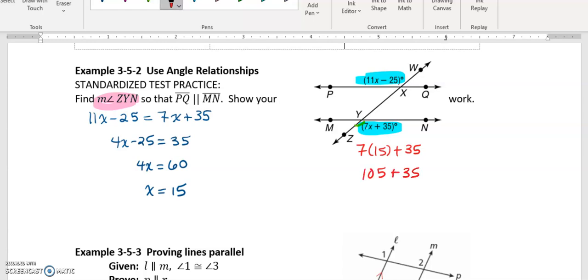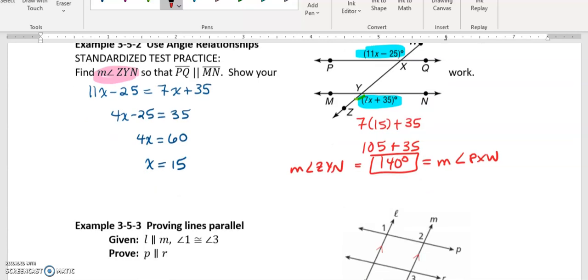105 plus 35 gives me 140 degrees. That would make that true, the measure of that angle and the measure of angle PXW. That's what would make that parallel.